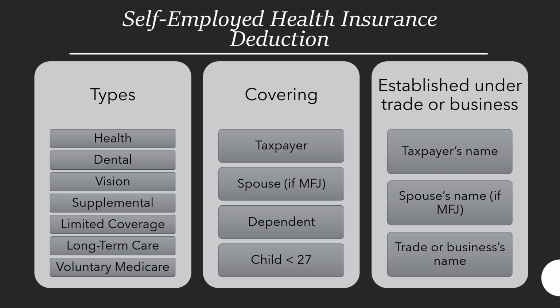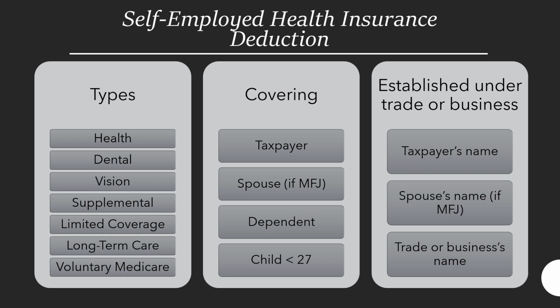So the types of insurance that qualify for this deduction would be regular old health insurance, dental insurance, vision. It could be a supplemental insurance plan, a limited coverage insurance plan. It could be for long-term care, although there are some extra limits to that, and we'll go over those a little bit more in, again, the itemized deduction lesson. And it could also be for voluntary Medicare payments.